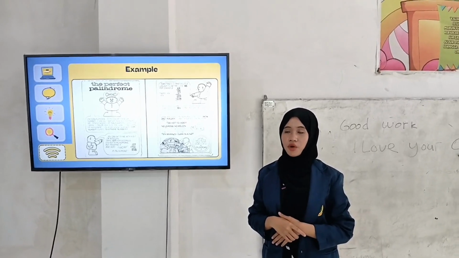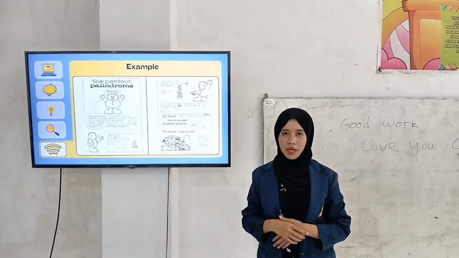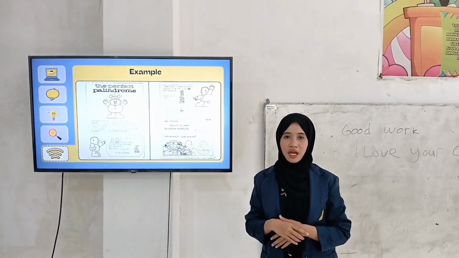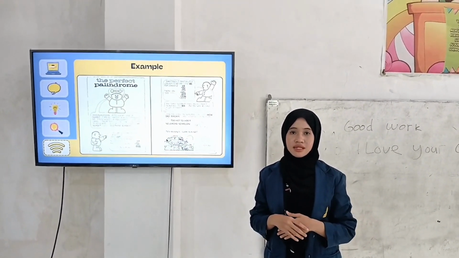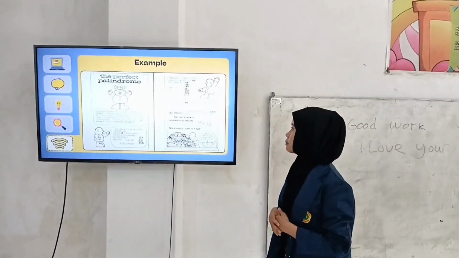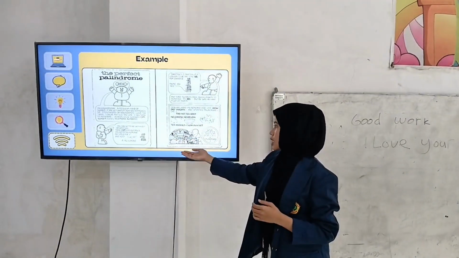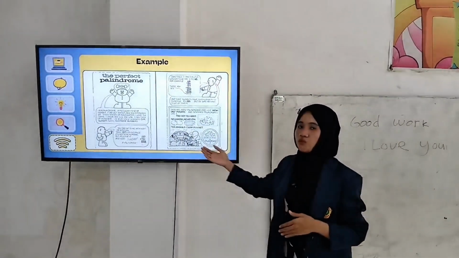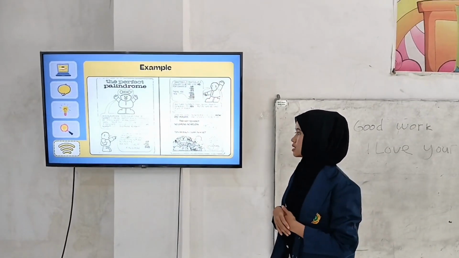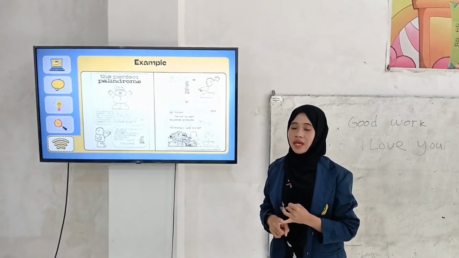Well, before we go to the example, I will explain to you about a palindromic number. A palindromic number is a number that remains the same if its digits are reversed. For example, the numbers 137 plus 731 equals 868. Wow.